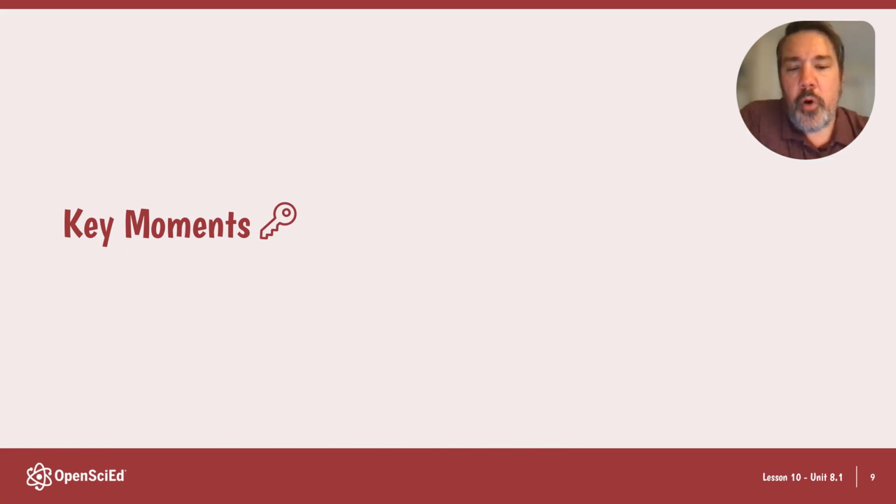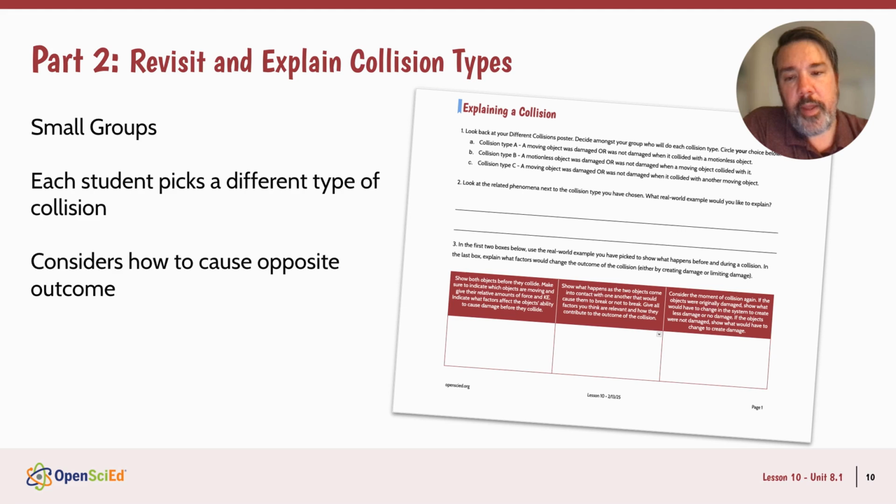All right, so here are some key moments in this lesson. We're going to dig into 2 of them. The first is part 2. So after we've navigated in on day 1 and made a big record of all of the big ideas, we're going to use that to explain a collision. So kids are going to be in groups, and they're going to pick one type of collision to explain. Each student in the group is going to do a different one, and they're going to ultimately explain one of those collisions from early in the unit.